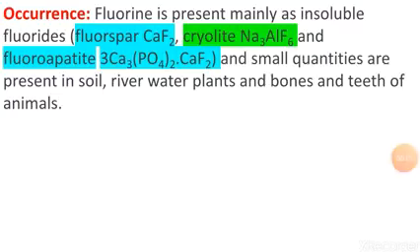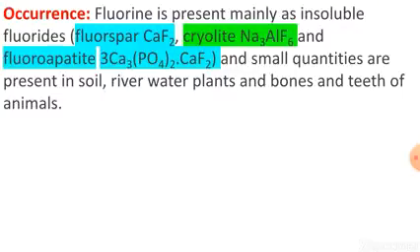Now dear students, let us focus on the occurrence of group 17 elements. As you know that halogens are very reactive and therefore they are not found in free state in nature. However, all except astatine are found in the combined state in the earth's crust. So fluorine is present mainly as insoluble fluorides such as fluorspar CaF2, cryolite Na3AlF6 and fluorapatite 3Ca3(PO4)2.CaF2, and small quantities are present in the soil, river water, plants and bones and teeth of animals.